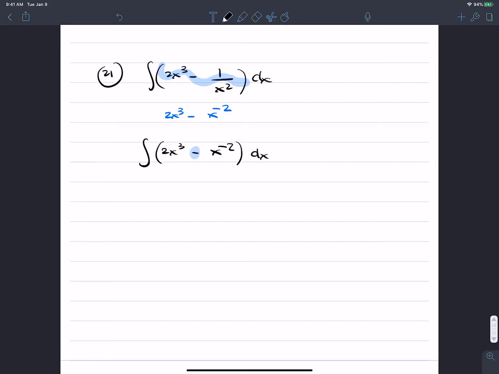So I have a difference of integrals here. The integral of a difference is the difference of integrals: 2x cubed dx minus x to the minus 2 dx. So here's my difference property. I have only one constant to pull out. So we'll have 2 times the integral of x cubed dx minus the integral of x to the minus 2 dx. At this point, again, I have 2 integrals to perform using the power rule. So by the power rule here, let's find out what these integrals are.